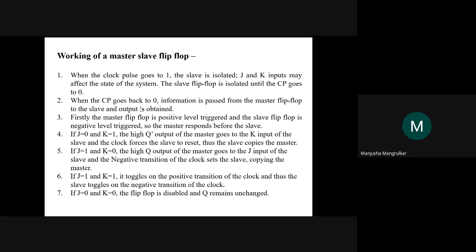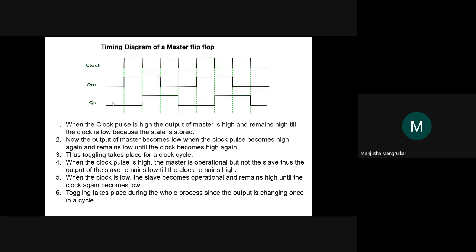Generally these questions are asked in the exam. Explain the race around condition. What is the race around condition? How is the race around condition recovered, and which flip-flop is used? Explain the working of master and slave JK flip-flops, and draw the diagrams of master and slave JK flip-flops. So this kind of question arises in the exam.